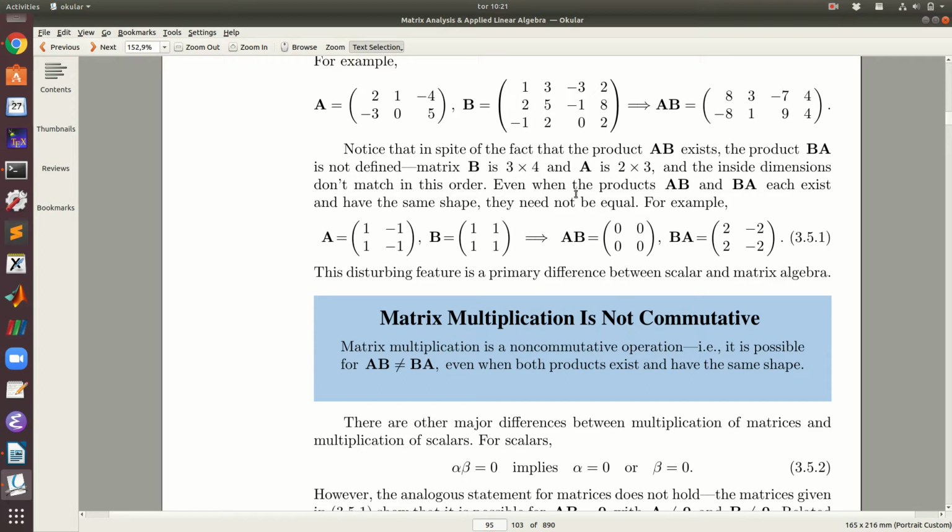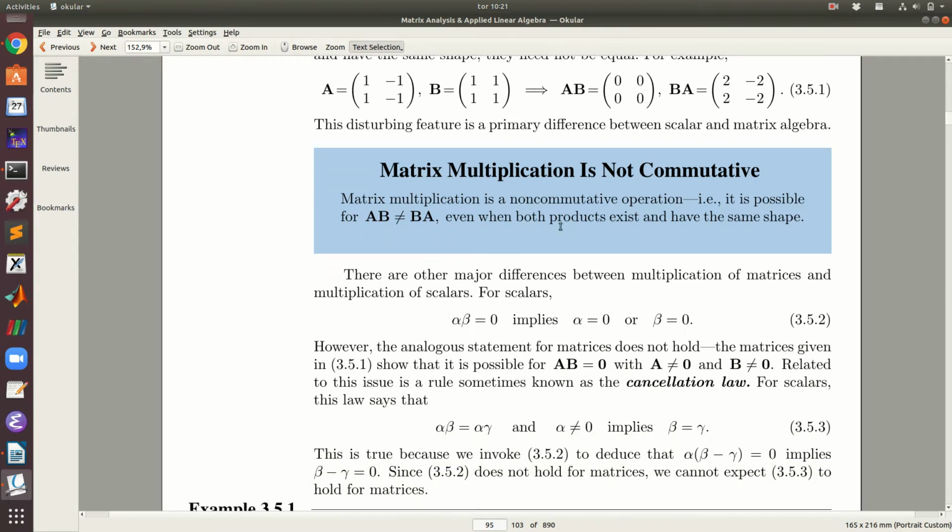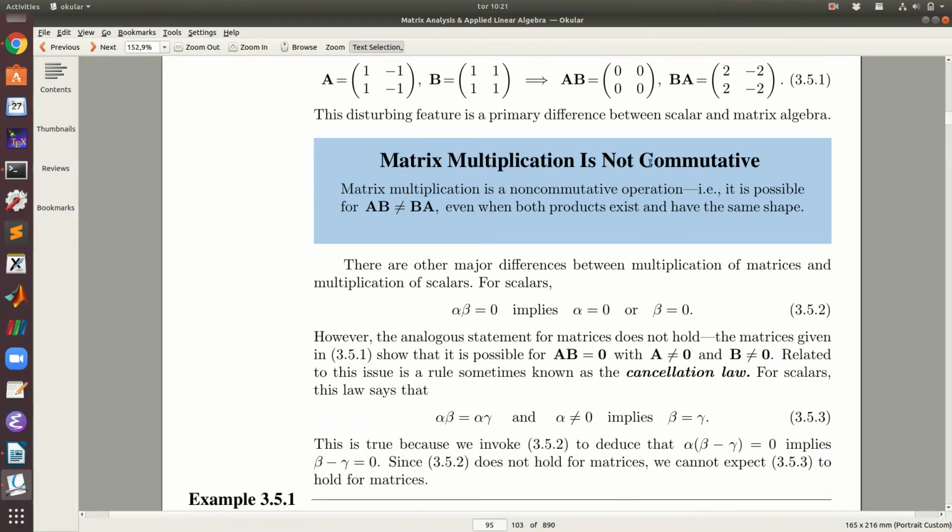So even when the products AB and BA exist and have the same shape, they need not be equal. These are just various scenarios telling us that maybe we have AB is 0, and then BA also exists, but they are not the same. So we know for a fact, and it is written here in bold, that matrix multiplication is not commutative. AB is not equal to BA.